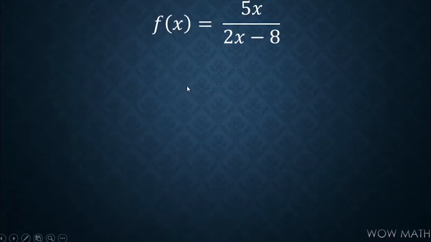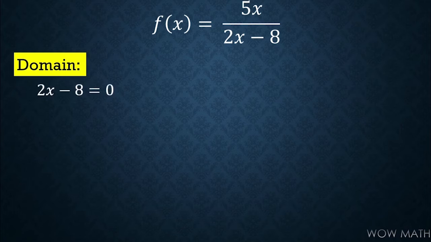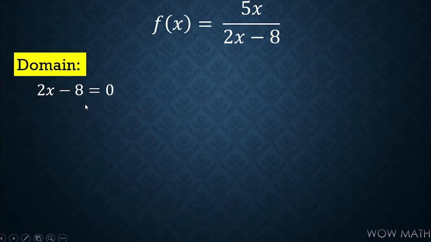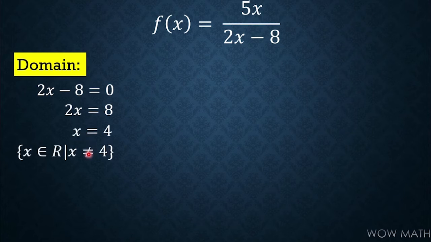The second example is 5x over 2x minus 8. To find the domain, tingnan nyo lang yung denominator, which is 2x minus 8 equals to 0. And then, ilipat yung negative 8, so magiging positive 8 na siya. And then, divide both sides by 2. So, x is equal to 4.